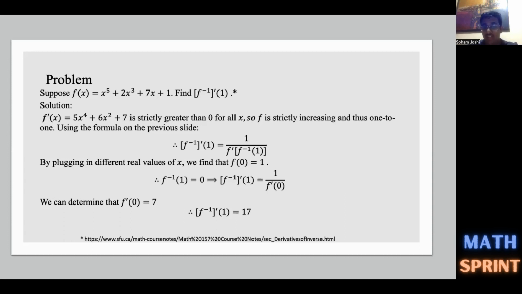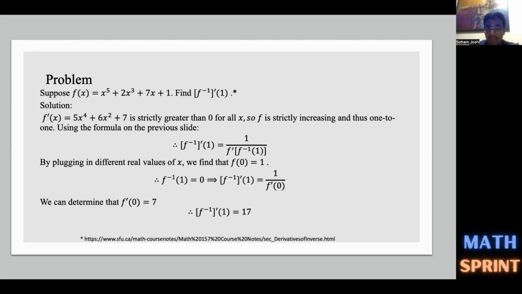f dash of x. To find the f inverse of 1, we make a table of the values, plugging in different values such as x is equal to -3, -2, -1, 0, 1, 2, 3 into f of x. And we have to see what value of x gives 1. Now, let's omit the table right now and simply observe the fact that f of 0 is equal to 1. So therefore, we get that f inverse of 1 is equal to 0.